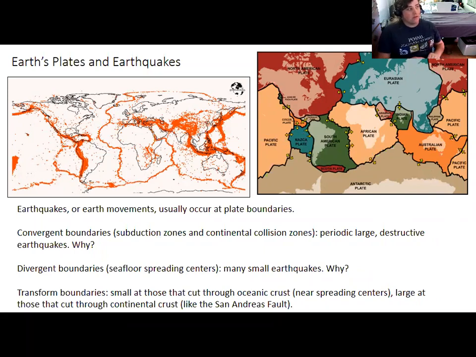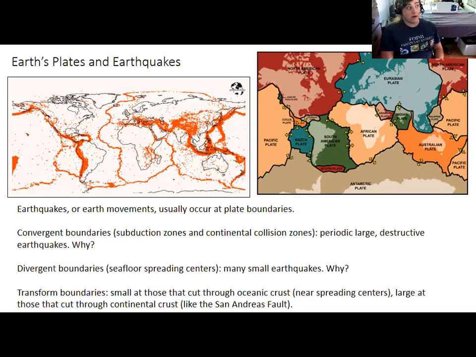Why might we have more strong earthquakes at subduction zones and mountain building areas than at spreading centers? What's different about the crust at a spreading center versus where it's subducting? Which one is cooler, temperature-wise? When they are spreading.